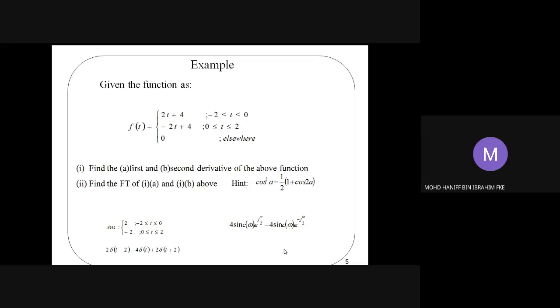Let's have a look at this example, just to test our understanding of the properties of differentiation. We are given this signal f(t), which has this equation with respective time durations: 2t plus 4 between negative 2 and 0, negative 2t plus 4 between 0 and 2, and elsewhere the value of f(t) is 0. From the given f(t), number one, we need to find the first and second derivative of the above function.